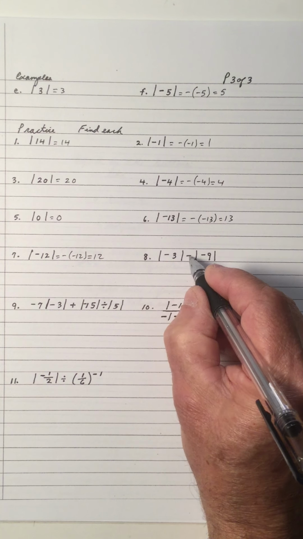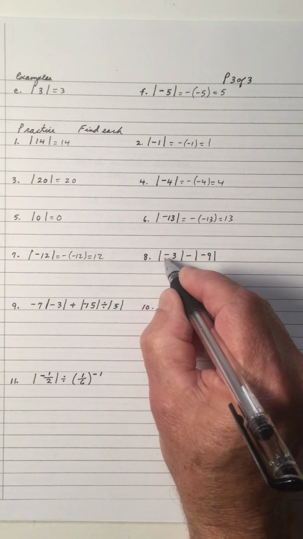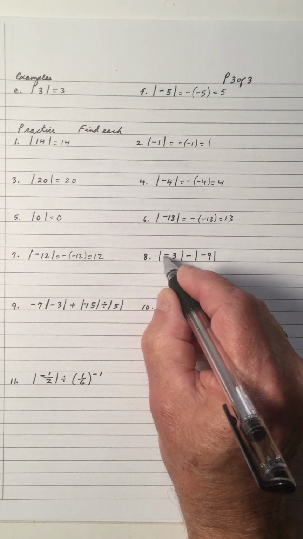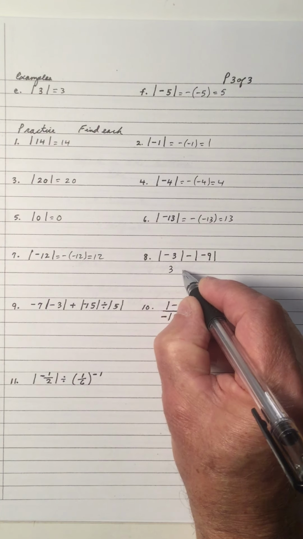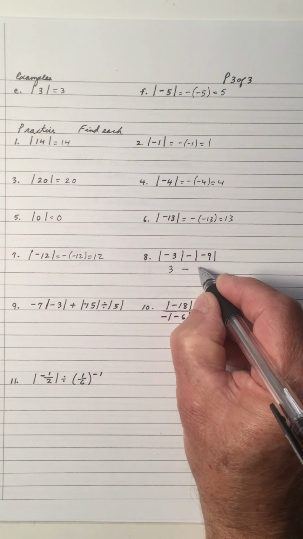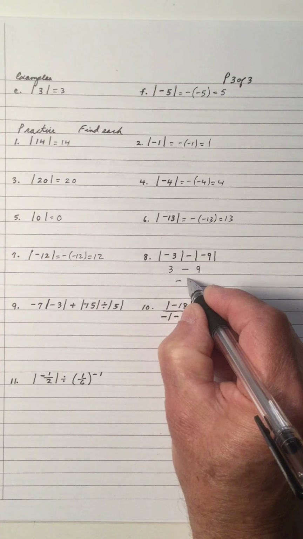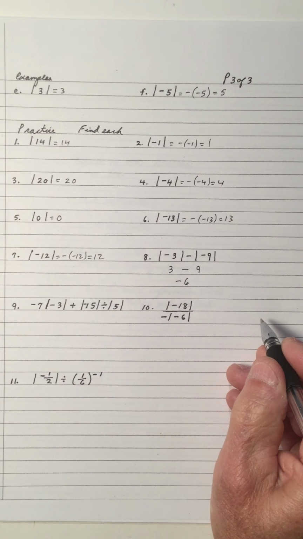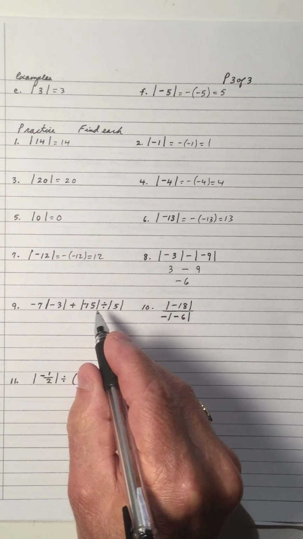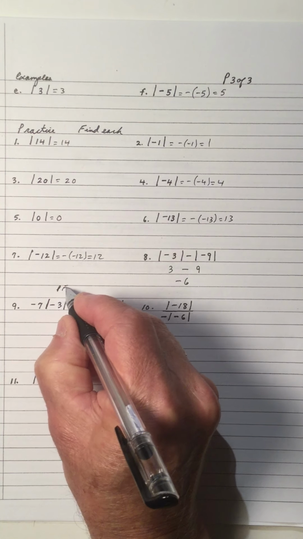And notice we have a subtraction sign with 2 bars. We can't do this because there's no number there, so we have to work this one first. The absolute value of negative 3 is 3. Subtract. The absolute value of negative 9 is 9. And 3 subtract 9 is negative 6. And when we work this out, we do PEMDAS, P-E-M-D-A-S.